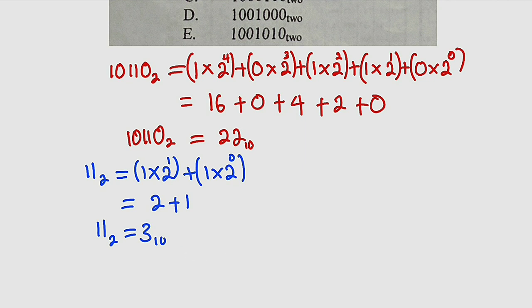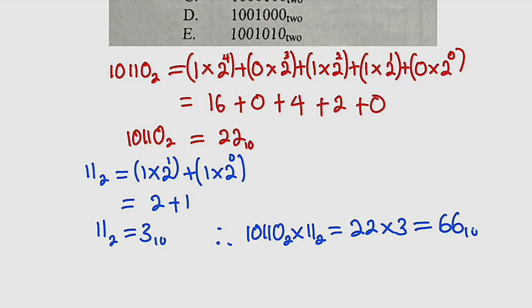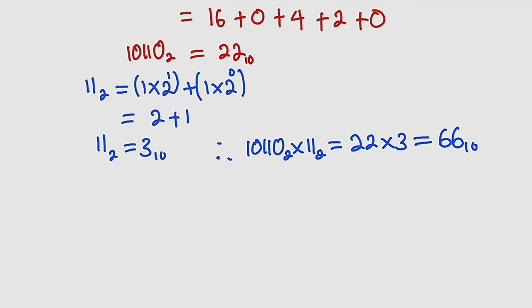So we want to multiply their result. So we say that 10110 in base 2 multiplied by 11 in base 2 is the same thing as multiplying 22 by 3, which is what? 66 in base 10. But remember, we are dealing with numbers in base 2. So we are going to convert this 66 back to base 2. So how do we do that?